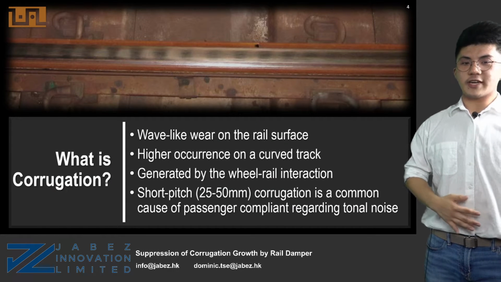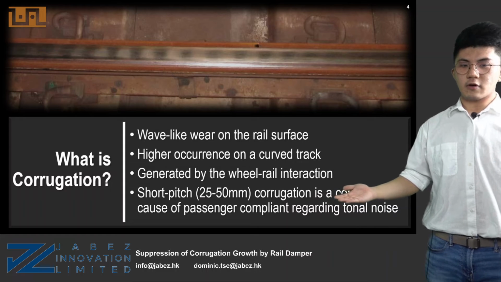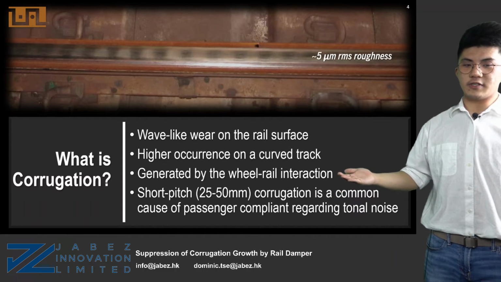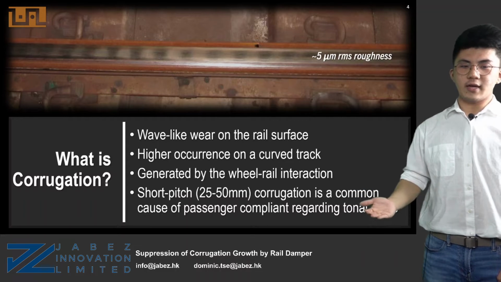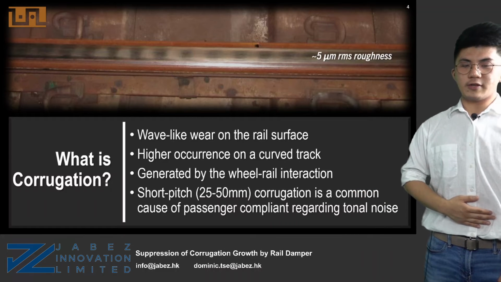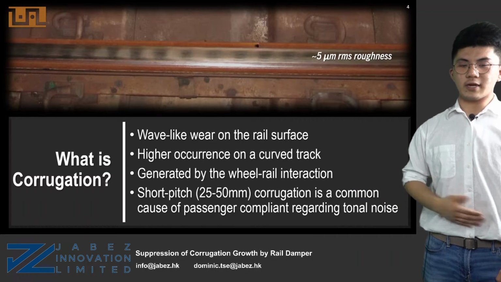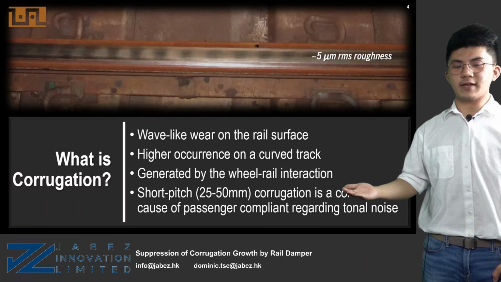So what is corrugation? It is a wave-like pattern that forms on the rail surface. Corrugation is clearly seen in photos, although it's only around 5 micron in depth. It appears more on curved track, as there is a more complex wheel-rail interaction. According to our experience, it typically appears on the low rail only. In general, short-pitch corrugation noise is a common cause of complaint from passengers.